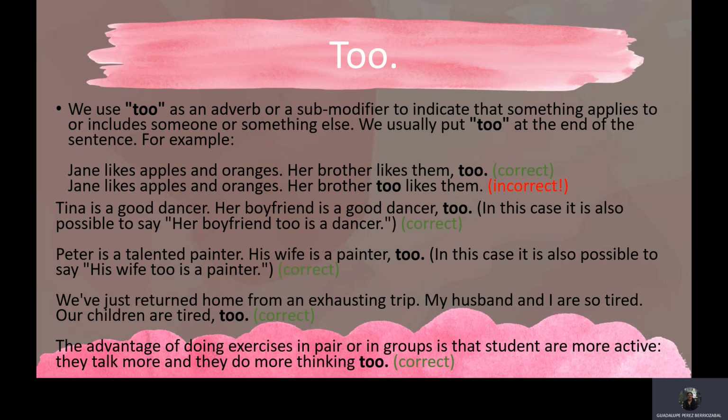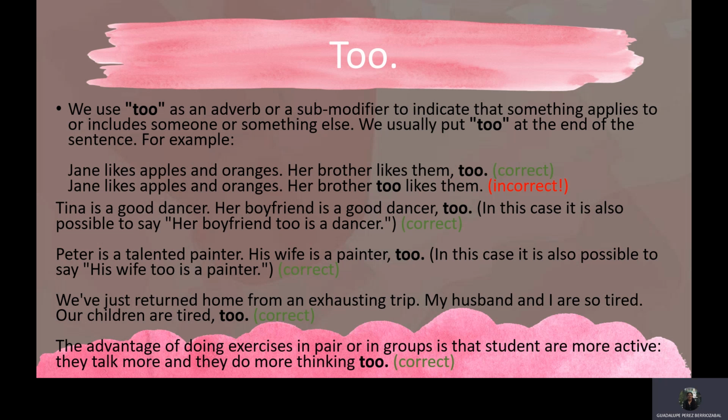But it's not correct to say, Jane likes apples and oranges. Her brother too likes them. Because in this second sentence, too is not correct. Instead of too, we can use also.